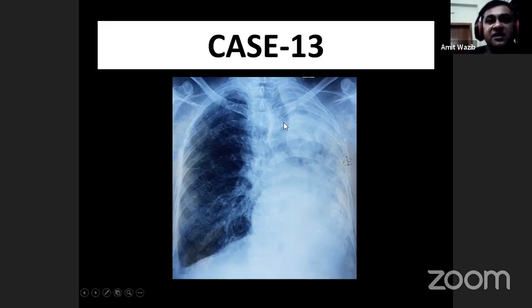Apart from this, the trachea is also shifted to the left, the heart is also shifted to the left. So when a lesion in the lung causes shifting of the trachea or the heart or both towards it, it is either fibrosis or collapse. Okay, either fibrosis or collapse. In collapse, the opacity is relatively homogeneous. Here it is not absolutely homogeneous, but relatively homogeneous. So this is probably a case of collapse of the left lung.